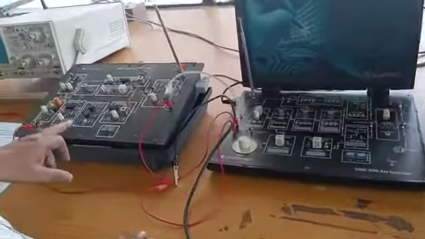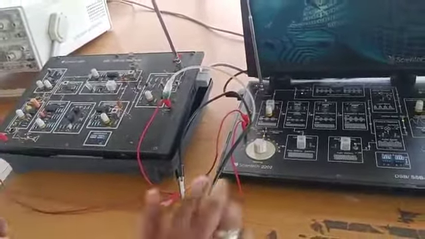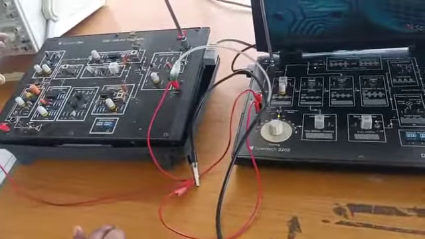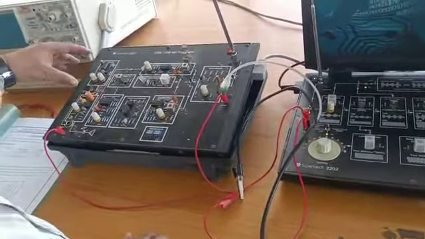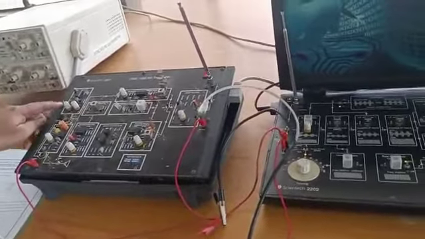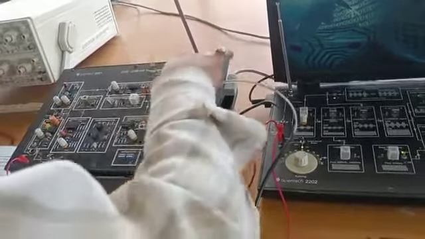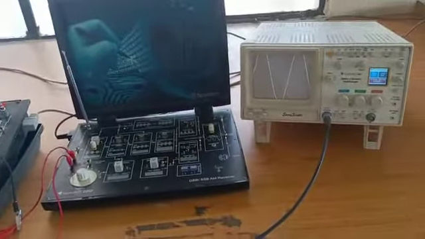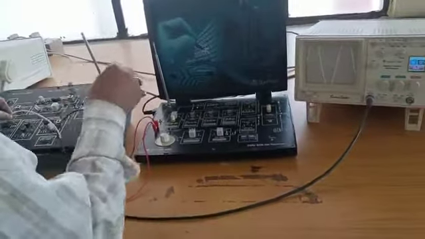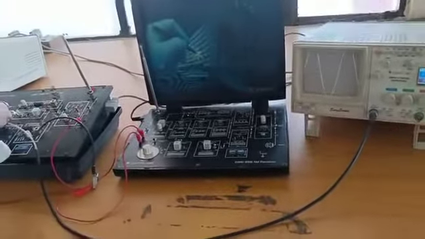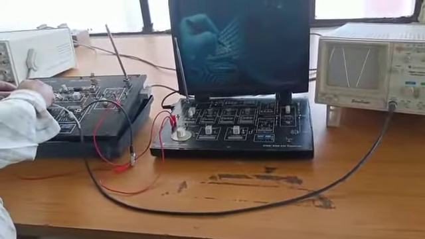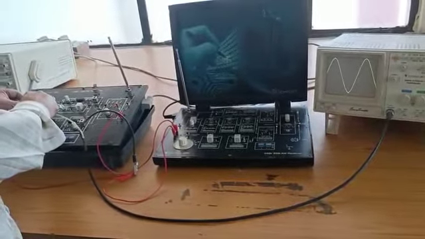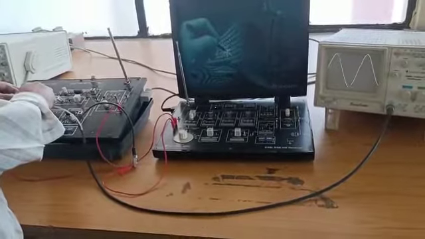This is the transmitter kit. This is the receiver kit. The transmitter kit is provided with one input signal. The first information signal is generated by this block. This is the information signal, and its amplitude and frequency are varied by these ports. Amplitude changes by this port, or frequency changes by this port.